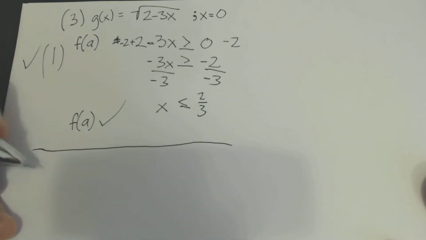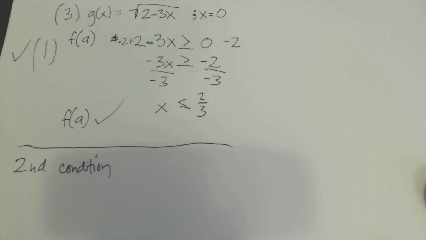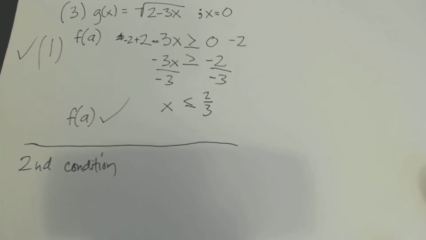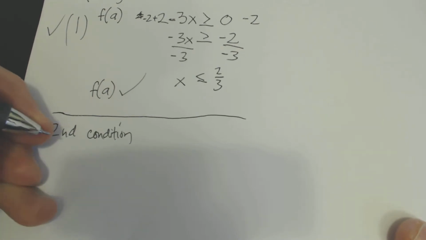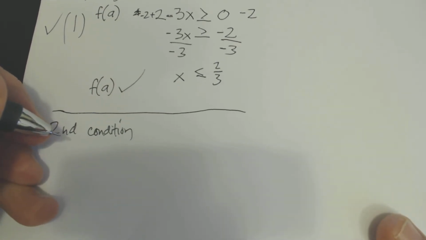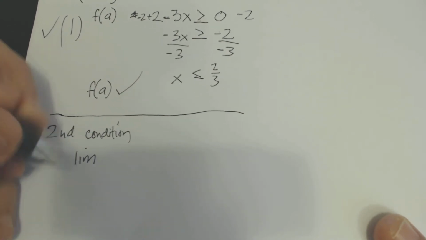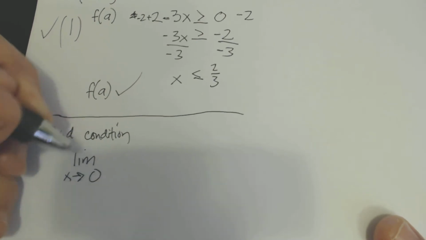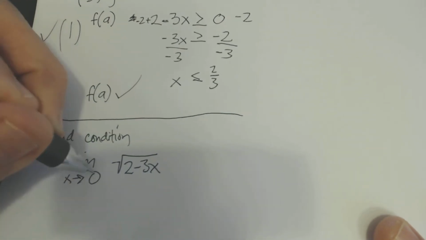The second condition is that the limit of the function as x approaches the value we're looking at must exist. So going back 1,000 years to, a few minutes ago when you were likely doing the limits chapters, we need to evaluate the limit of this function, the limit as x approaches 0 of the square root of 2 minus 3x.